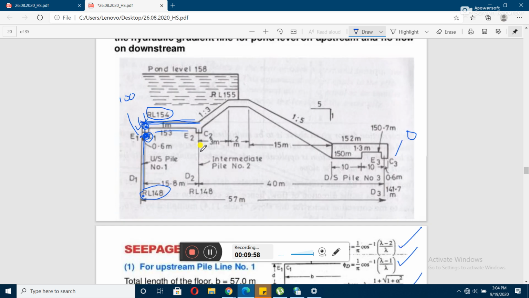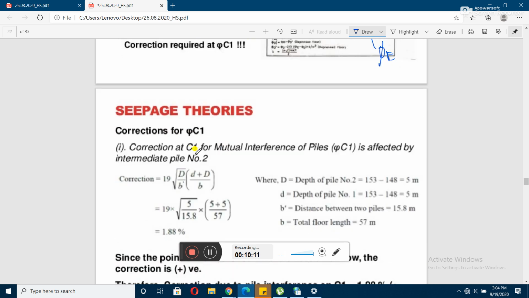We need to correct it for two things, that is, one is for the influence of this particular pile, and the second one is for the thickness of the floor. These two need to be corrected. Okay, so what is the first part correction?